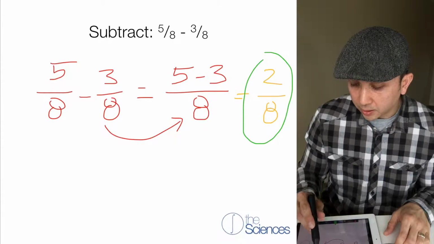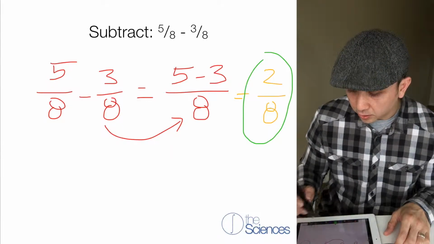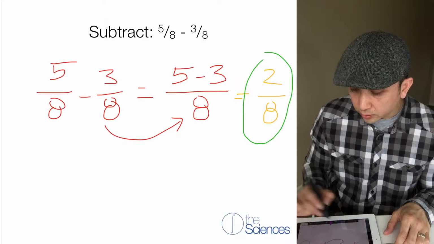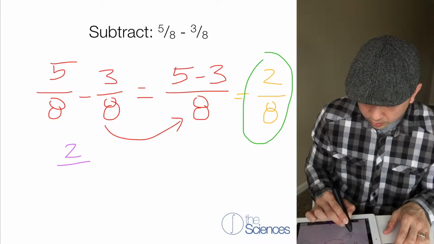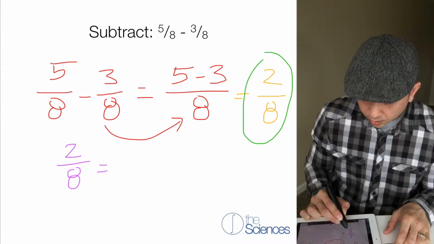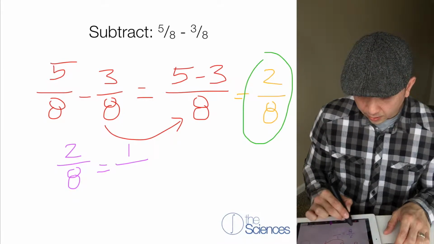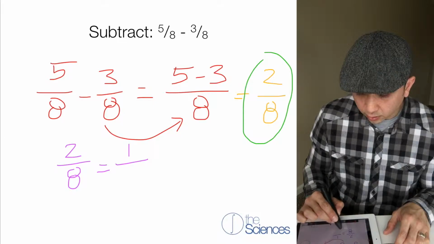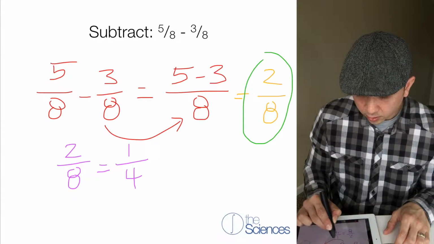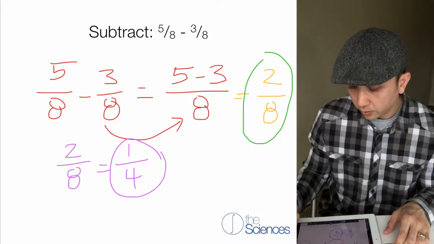Subtracting 5/8 minus 3/8 gives us 2/8. Now we could reduce this even further if we wanted to. So 2/8. Well, 2 is a multiple of 2, so that can give us a 1. And then 8 is a multiple of 2, which gives us 4. So we can also say 1/4.